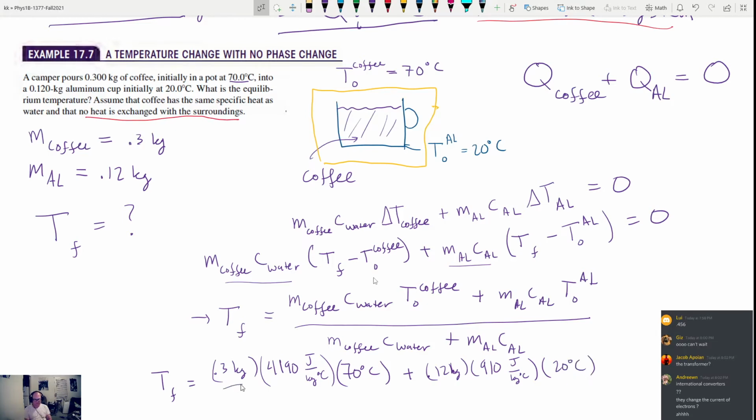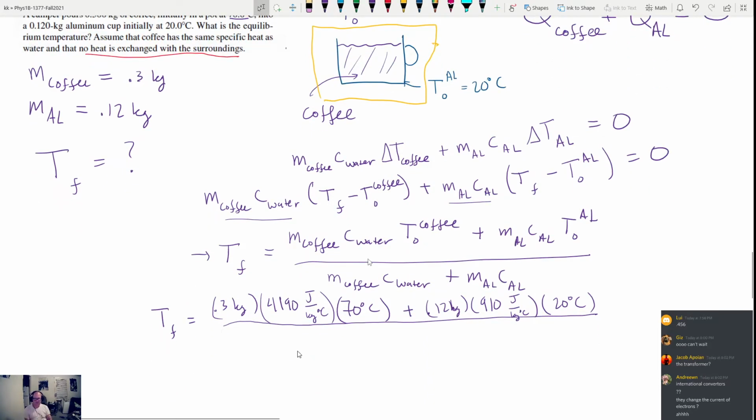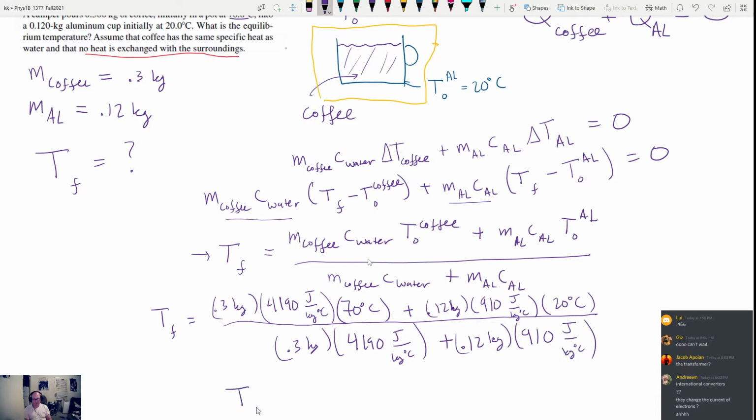These problems, while they do involve a lot of numbers, there's no vectors or anything, so that's kind of nice. And then we multiply M coffee, C water, so that would be 0.3 kg, and then 4190 J over kg K degrees Celsius, and then plus 0.12 kg, 910 J over kg degrees Celsius. And then we just calculate what that's equal to. I think the answer here is 66 degrees. I'm just going to go ahead and write that down, and then I'll try to do the calculation real quick. You got that too? You got 66 degrees? Okay. Yeah, I got 66 too.